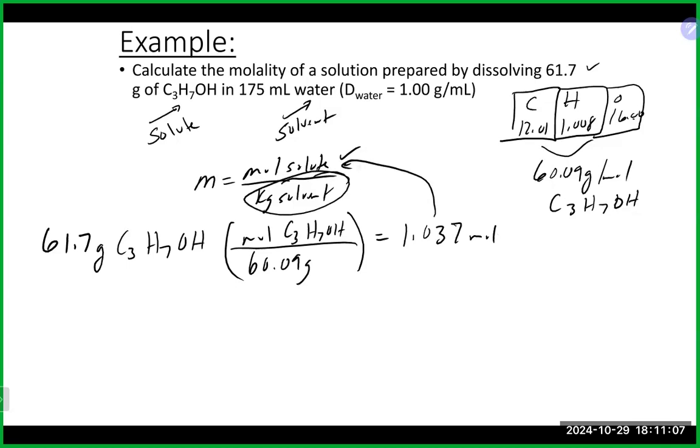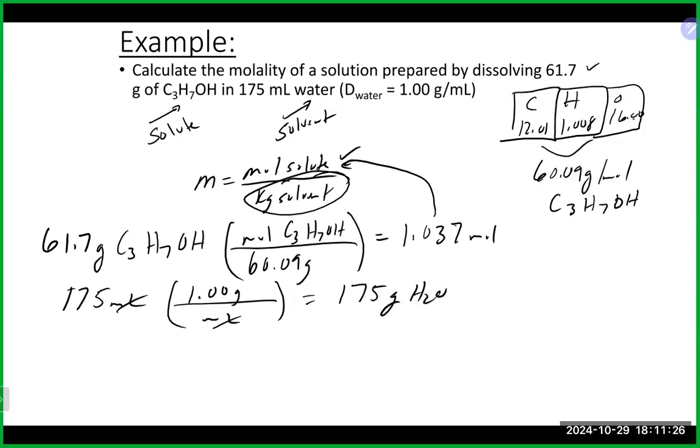We now need kilograms of our solvent. Once again, here, water is our solvent. And we do not have the mass of the water, but we do have the milliliters, and we do have the density of water, which is 1 gram per milliliter. That would give us that we basically have 175 grams of water. Remember, though, that we actually need it in kilograms, so we got to do that conversion there.